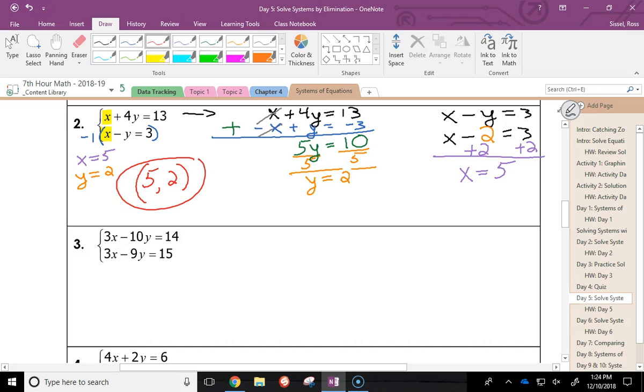Same thing. If I was to write each equation in slope-intercept form and graph them, the intersecting point would have been 5, 2. If I do substitution, my answer would have come out 5, 2. This is our third method we're using. Okay, I'm going to set this one up, and then I'm going to have you guys work, and I'm going to come around and see if you're doing it right.